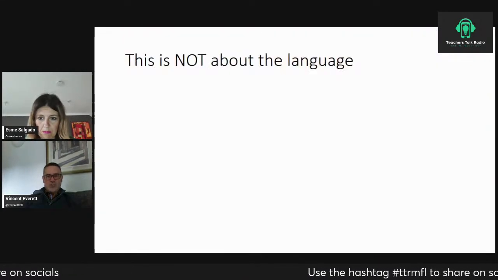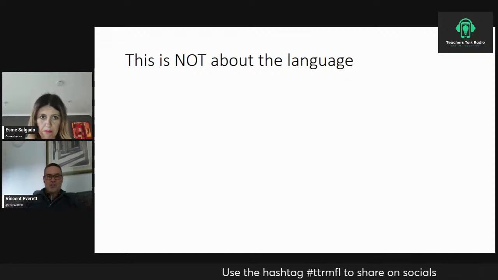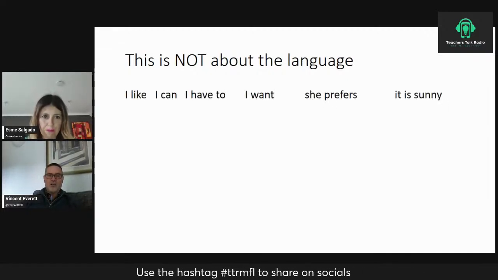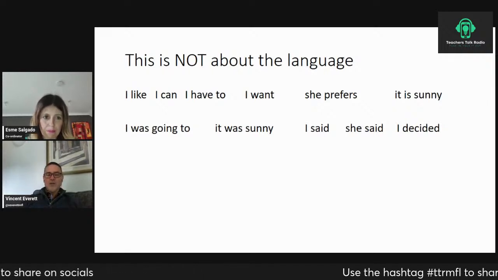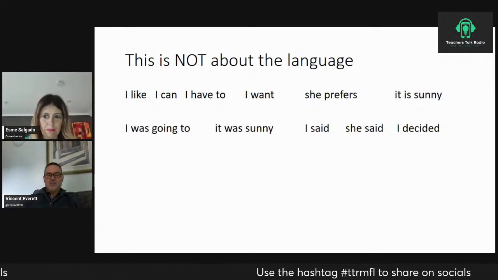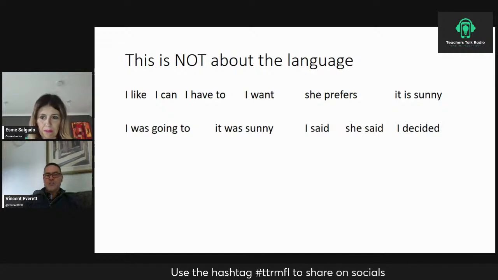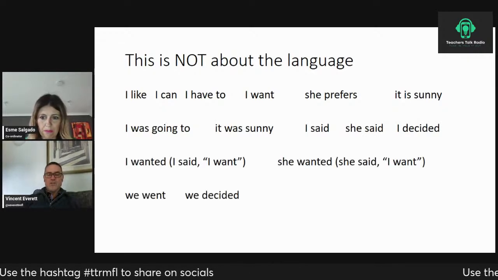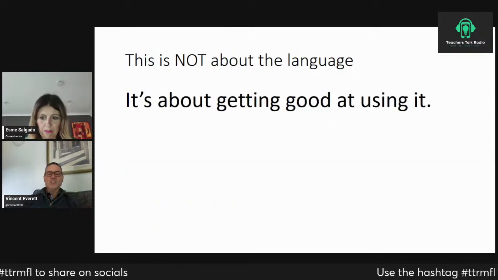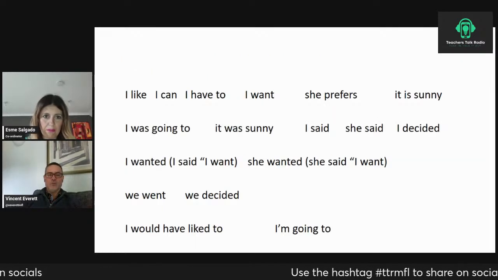This is not about the language. It's not about the French, the Spanish, the German. We teach, I like, I can, I have to, I want, she prefers, it is sunny. I was going to, if you don't, you can. Kids love iba in Spanish. It was sunny, I said, she said, I decided, wanted, went, decided. We teach these things. It's about getting good at deploying the language.